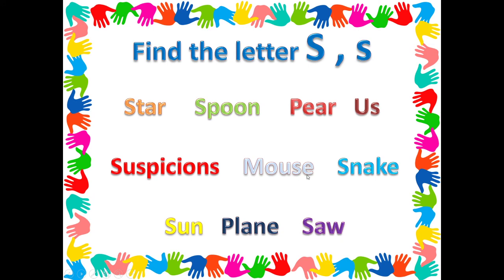Now, mouse. Does it have the letter S? Yes, it does. It's in the middle of the word. S small. Snake. Does it have the letter S? Oh yes. S capital at the beginning of the word. Sun. Does it have the letter S? Yes, of course. It's at the beginning of the word. S capital. Plane. Does it have the letter S? No, it does not. There's no S in this word. Do you see any S? No. So, yes, of course it has an S. S capital at the beginning of the word.